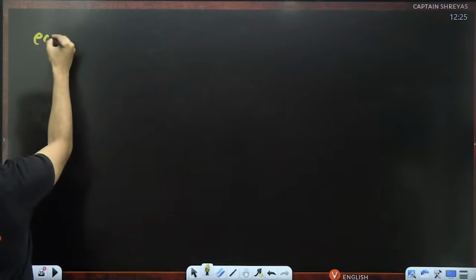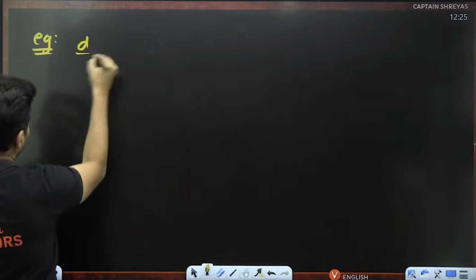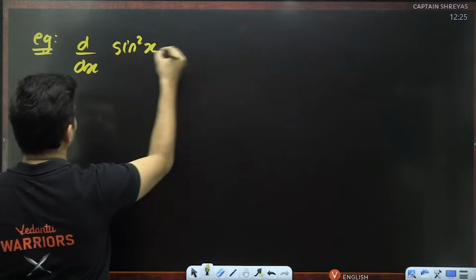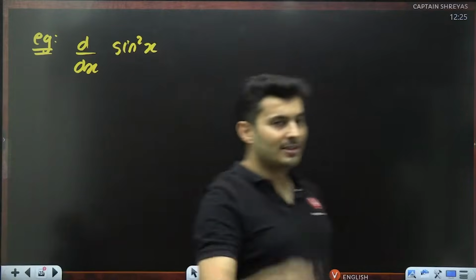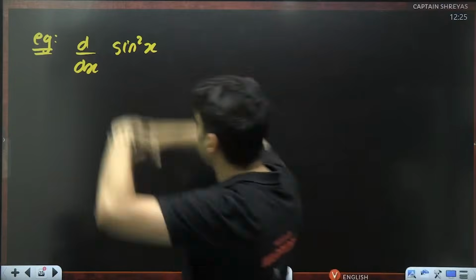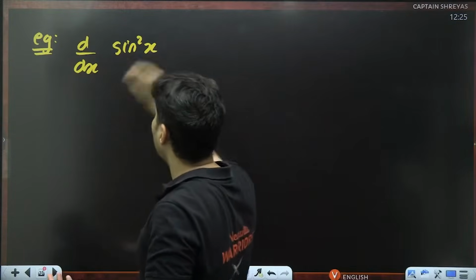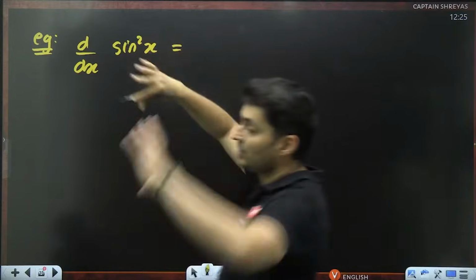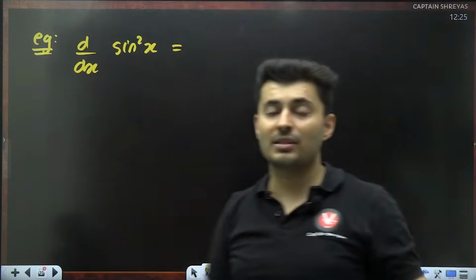Here is the question. Let's see if we can do this. Find the derivative of sine square x. Now, this is the catch. Just some time back, we did sine of x's square. This is sine x's whole square. Completely different.